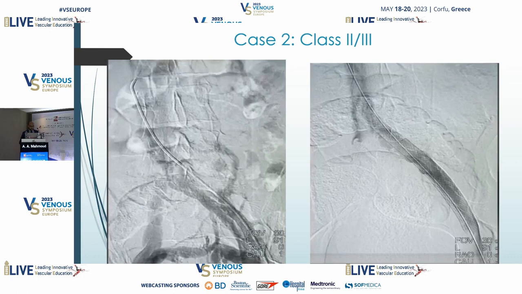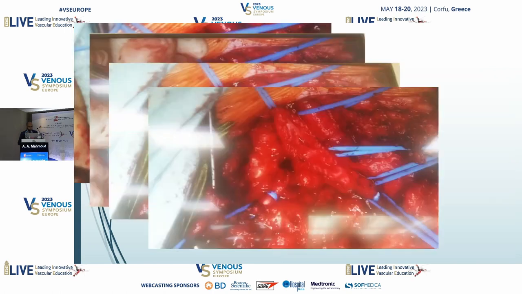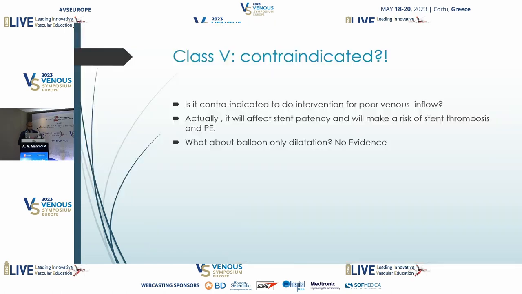In another case, we have an active ulcer, and we have a lesion at the common iliac, extended to the iliac, which was corrected with the stent, and the patient had good inflow. In class 4, we have hybrids like endovenectomy and or extension of the stent into the profunda or femoral vein. Type 5 is contraindicated, but what will be the solution?